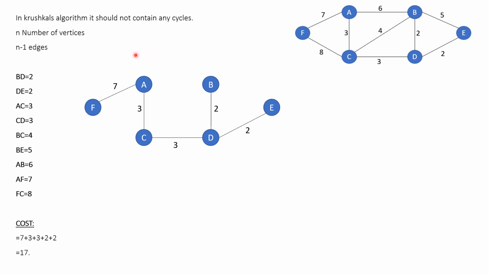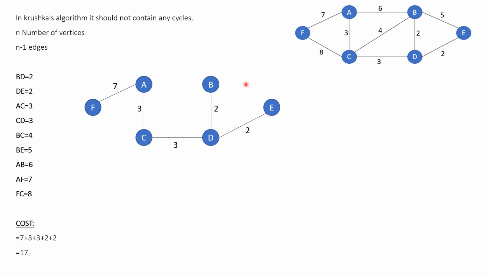So at first, we draw B to D, which is 2, and D to E, which is 2. Now we can draw A to C. How do we draw this graph? We take the reference of this graph and draw it. Next, C to D is 3. We can draw C to D.